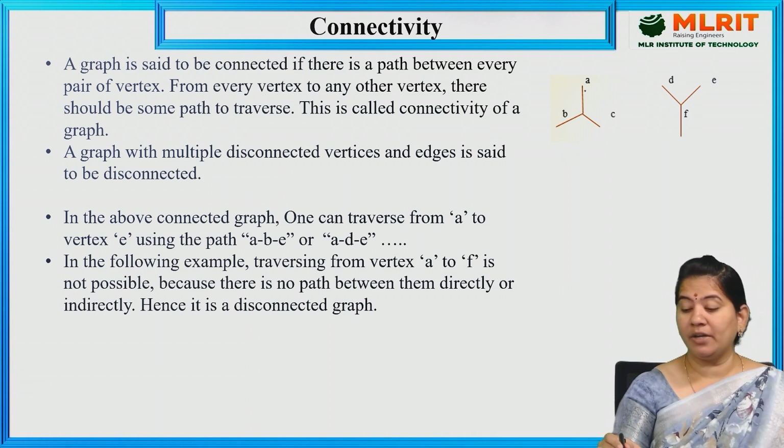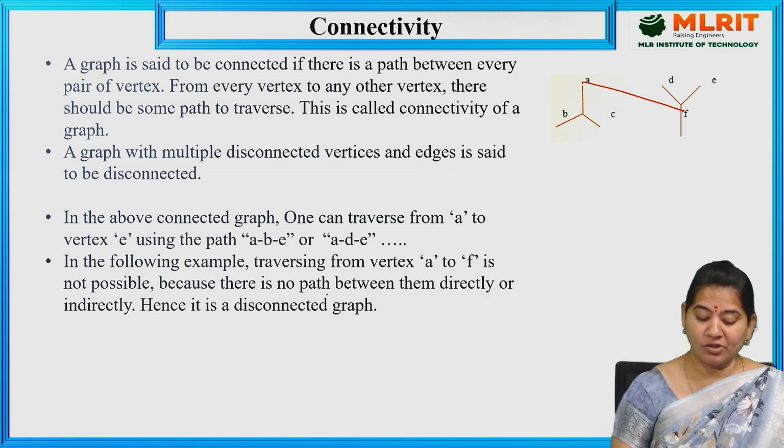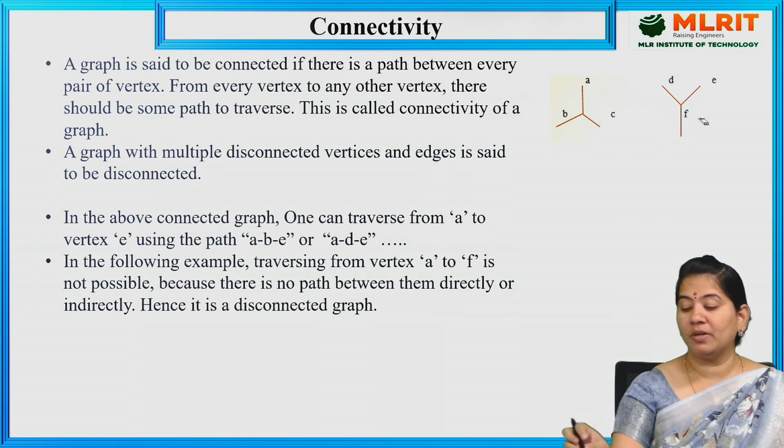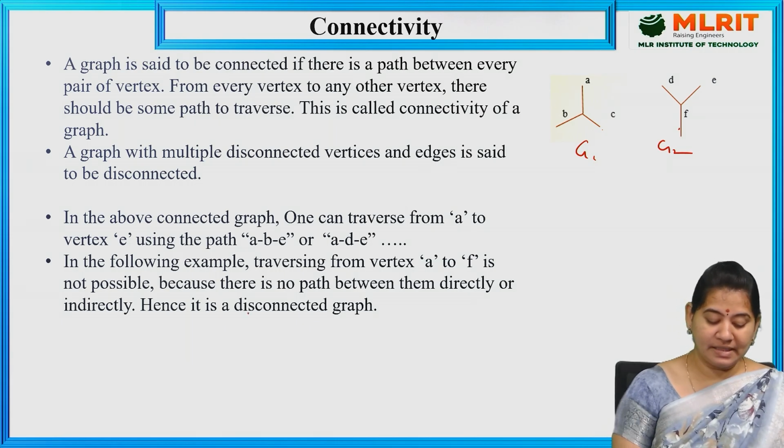Why? Because A to F has no direct connection here. There is no path between them, directly or indirectly, hence it is a disconnected graph. I don't have any path to traverse from here to here. This is G1 and this is G2. As I don't have any path from G1 to G2, this is called a disconnected graph.